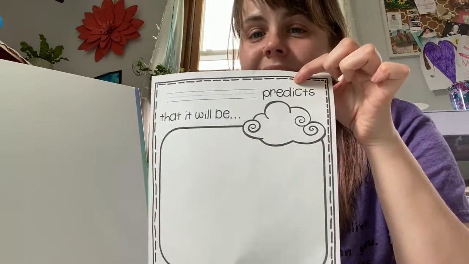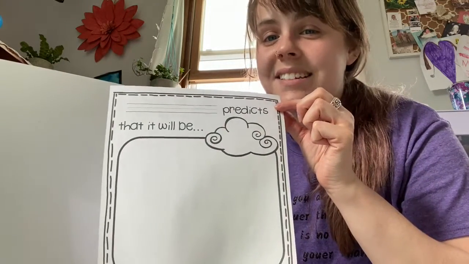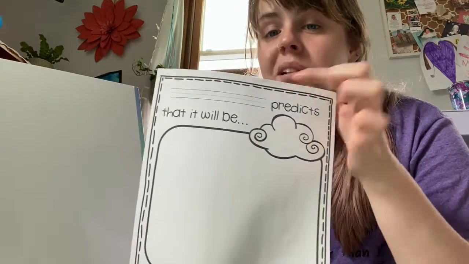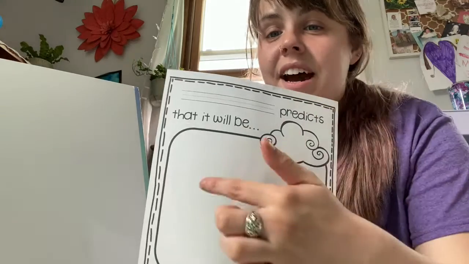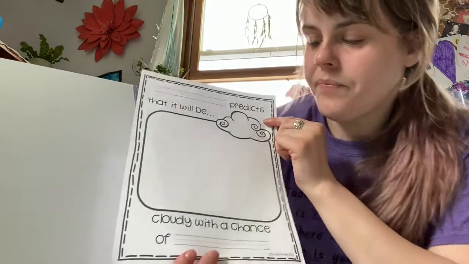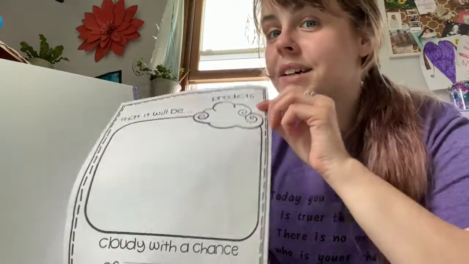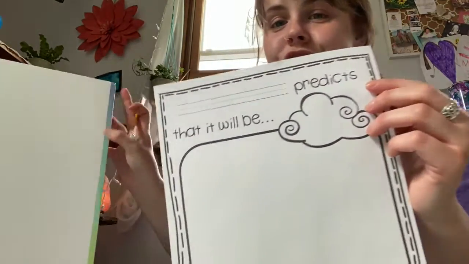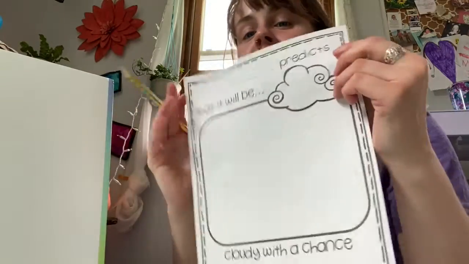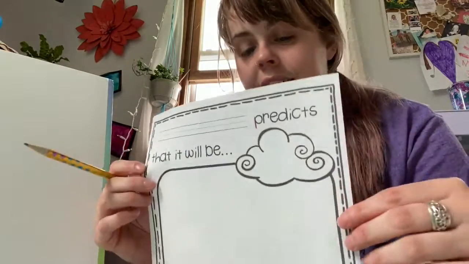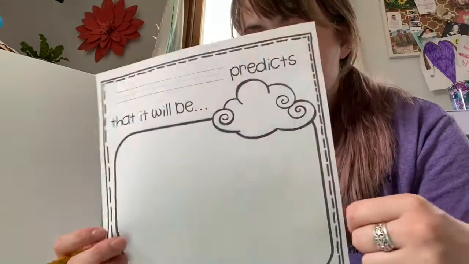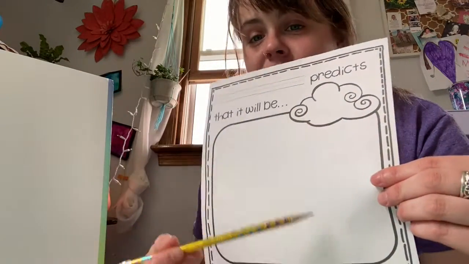So this one says blank predicts. So predicts means you're making a guess about what's gonna happen. Blank predicts that it will be cloudy with a chance of what? So that's whatever you'd like to choose. Cloudy with a chance of applesauce, cloudy with a chance of hot dogs. And I want you to draw that picture right here and create your own little scene.